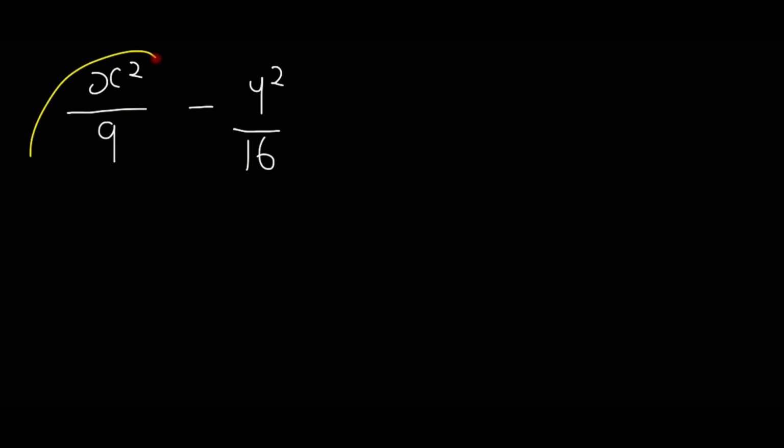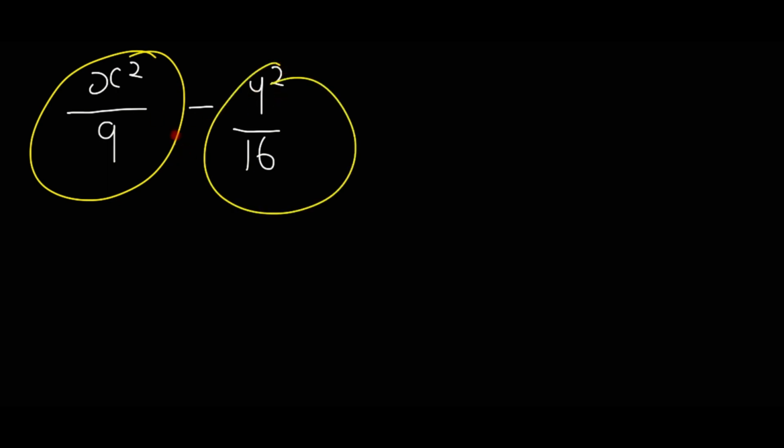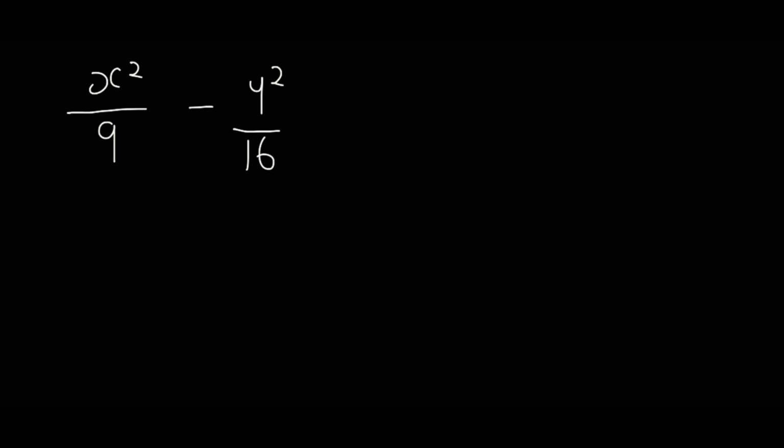And then what about x squared over 9 minus y squared over 16? So just because it's a fraction, it doesn't mean I can't apply the difference of two squares. As long as there are two terms, and those terms are separated by a minus, we must check that we have perfect squares. So we will square root this one, and then square root this one.